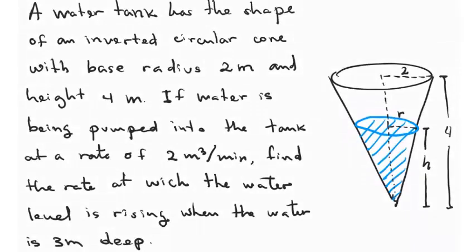Hello guys, in this opportunity we are gonna solve this problem related with rates. A water tank has a shape of an inverted circular cone with base radius 2 meters and height 4 meters. If water is being pumped into the tank at a rate of 2 meters cubed per minute, find the rate at which the water level is rising when the water is 3 meters deep.